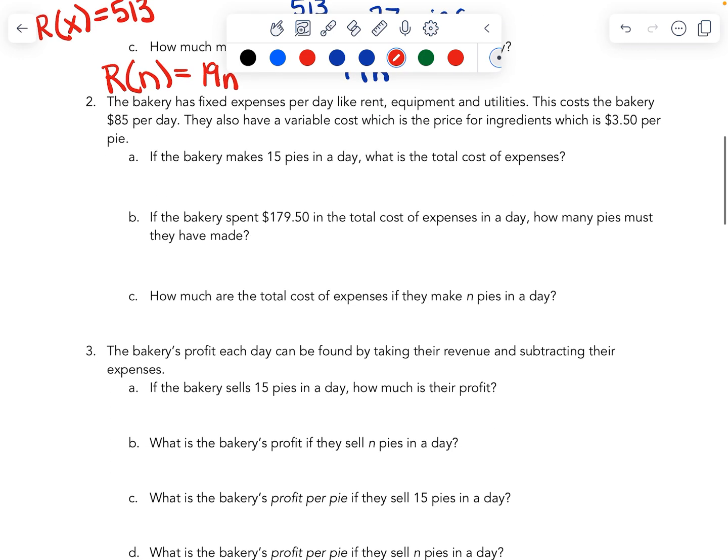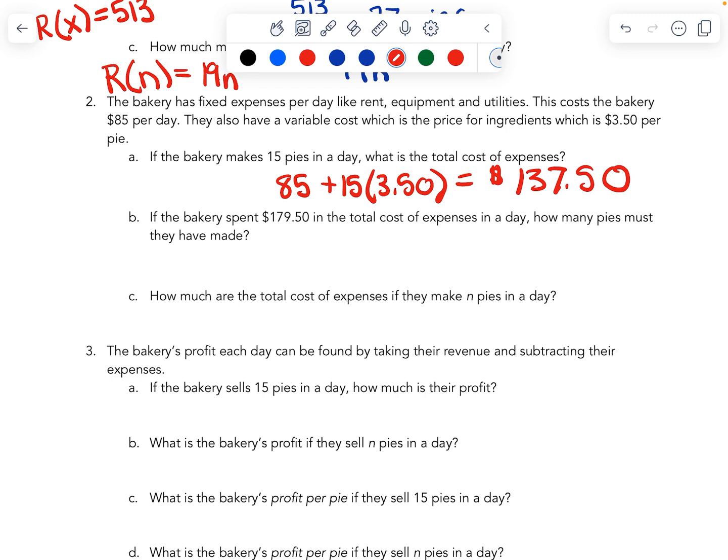So if we look at this next one, the bakery has fixed expenses per day like rent, equipment, and utilities. The cost of the bakery is $85 per day, and the pie ingredients also cost $3.50. So if they make 15 pies in each day, what is the total cost? Well, it would be 85 plus 15 times 3.50, which would give us $137.50.